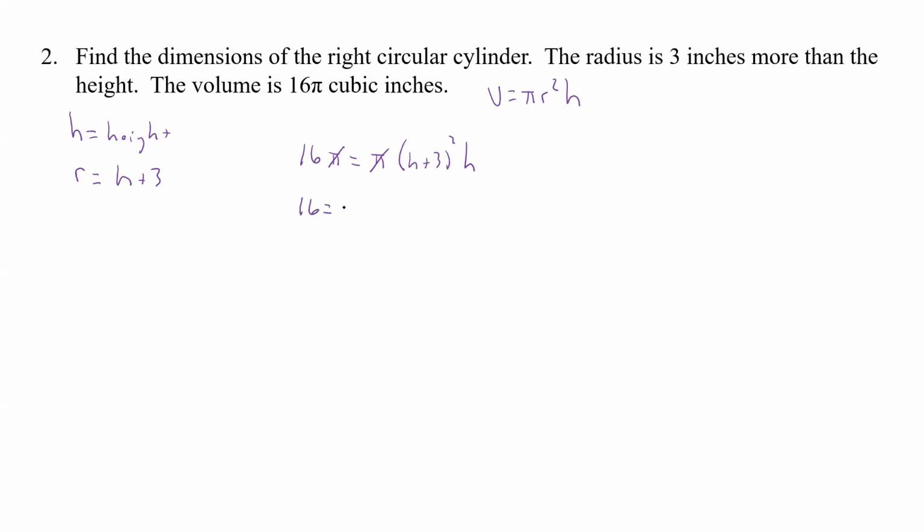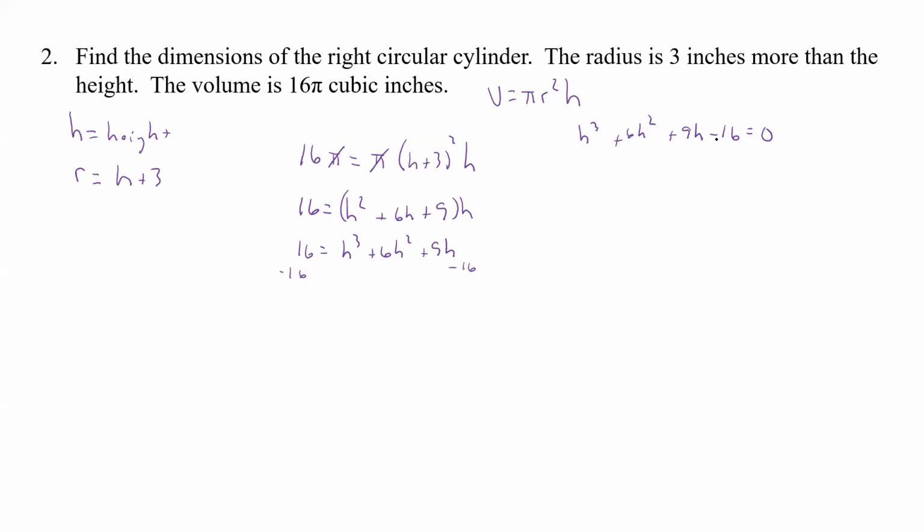Now I have 16 equals. Now if I square that, that's h squared plus 6h plus 9. That's all still times h. And so 16 equals h cubed plus 6h squared plus 9h. And then I'll subtract 16 from both sides. And so I've got h cubed plus 6h squared plus 9h minus 16 equals 0. And we've also got one positive zero possible, using our Descartes theorem. And again, we're going to have a positive h anyway, so that's good. We don't care how many negatives there are or how many imaginaries there are.